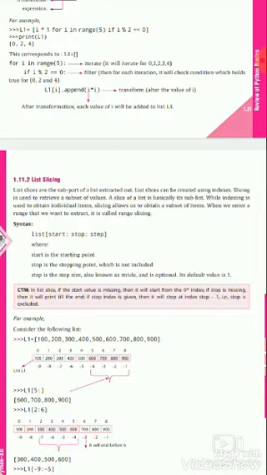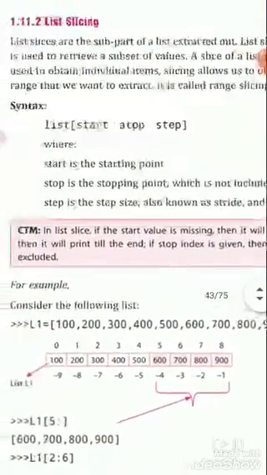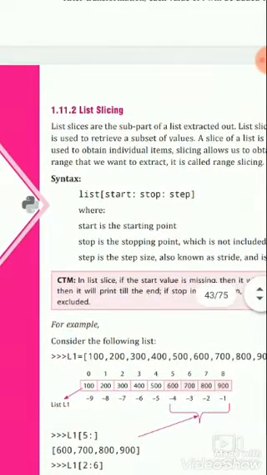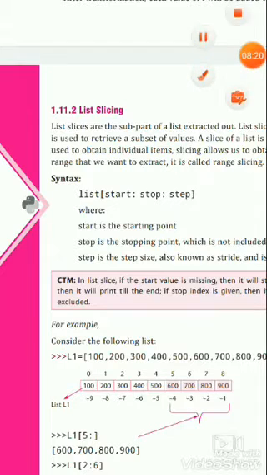While indexing is used to obtain individual items, slicing allows us to obtain a subset of items when we enter a range that we want to extract. It is called range slicing. So for range there are 3 points: start, stop and step.